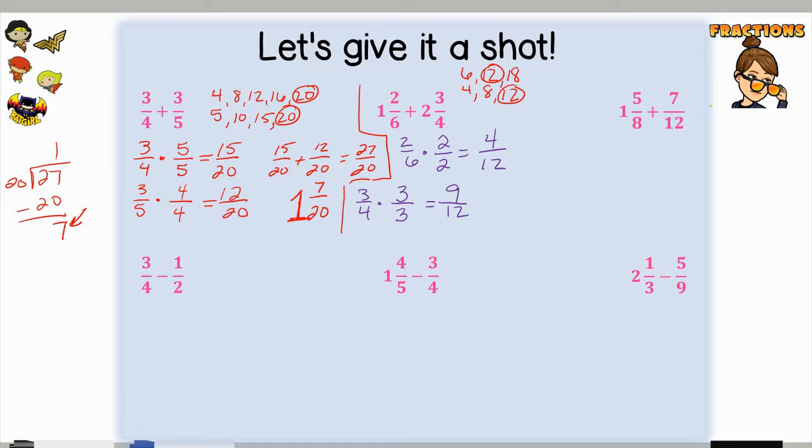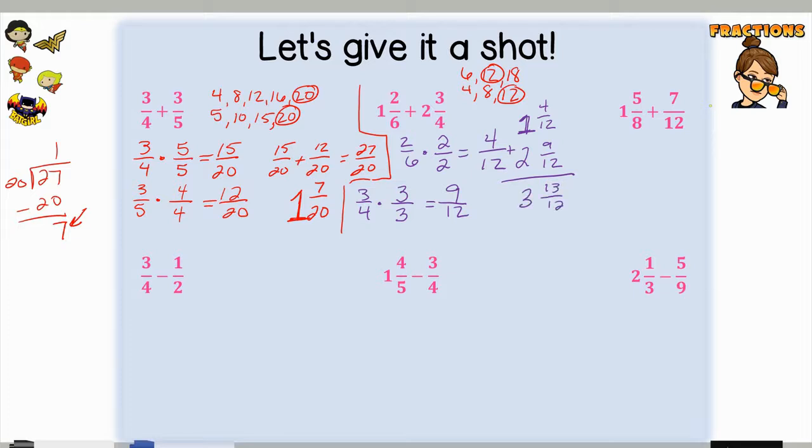So now when I add, and I'm actually going to set it up like I do normally with addition problems, so I'm going to do 1, and now instead of 2/6, I'm going to put 4/12, because that's what I replaced it with. And then here I'm going to do 2 and 9/12, because that's what I replaced it with. 9 plus 4 is 13/12. 1 plus 2 is 3.